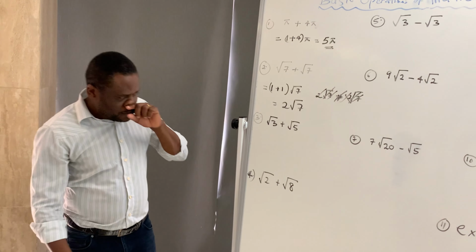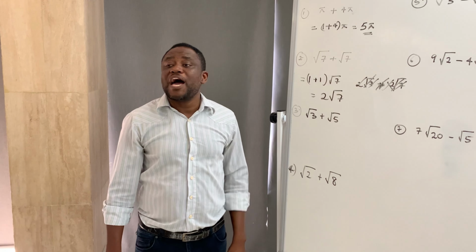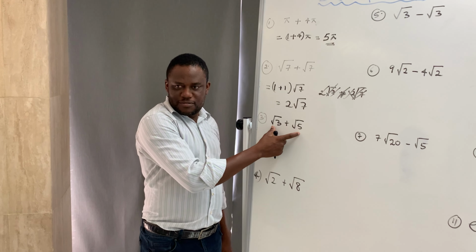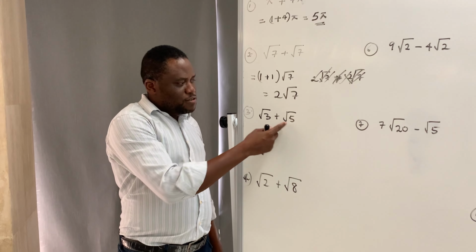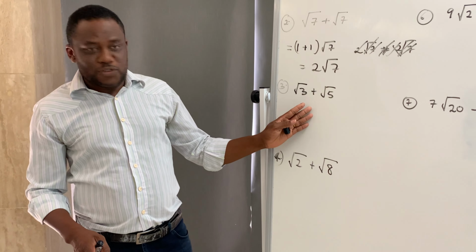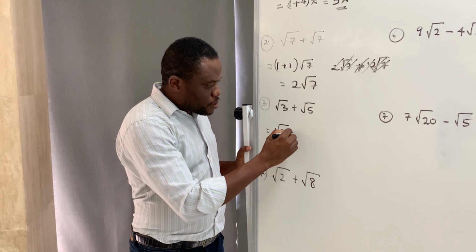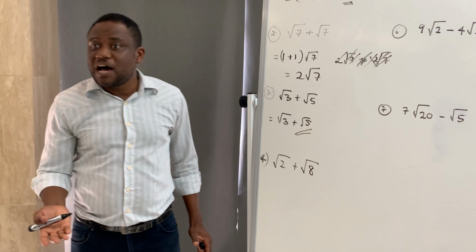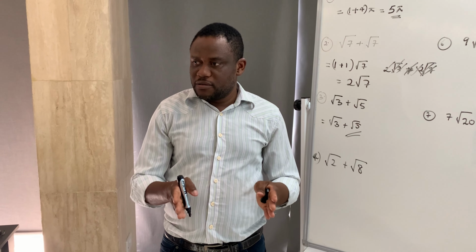Okay? Now, root 3 plus root 5. They are not agreeing. 3 is here, 5 is here. So they do not agree. And it's addition, so there is nothing to do here. The answer to this one is still the same: root 3 plus root 5. Why? Because we are not in the same terms. So we can say it's unsolvable because they are not agreeing.